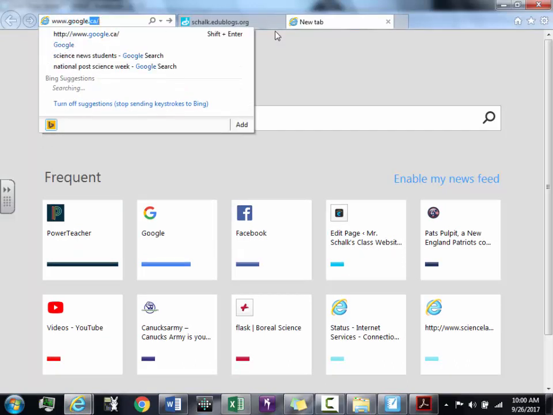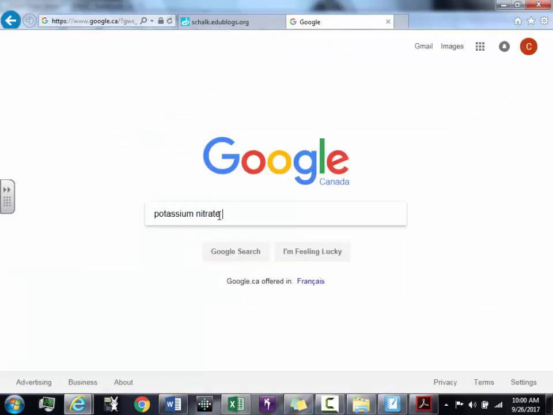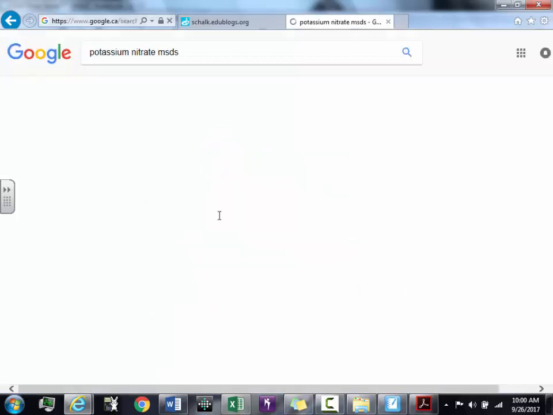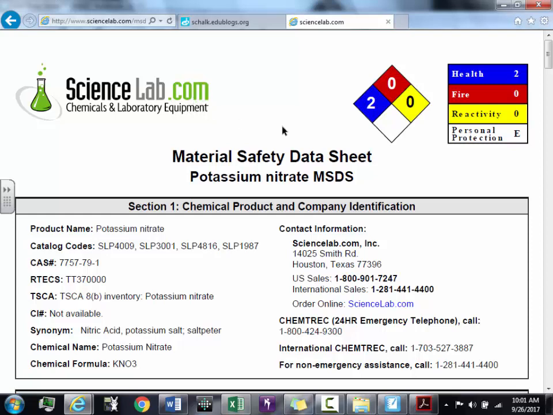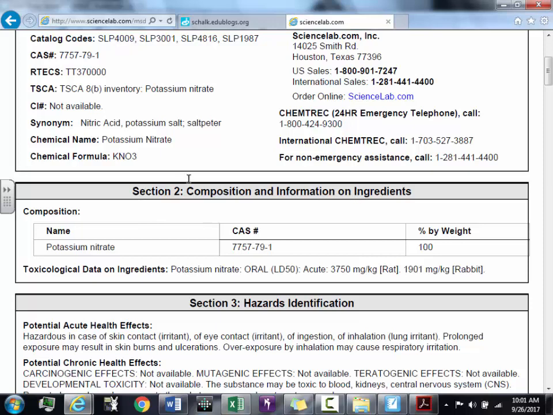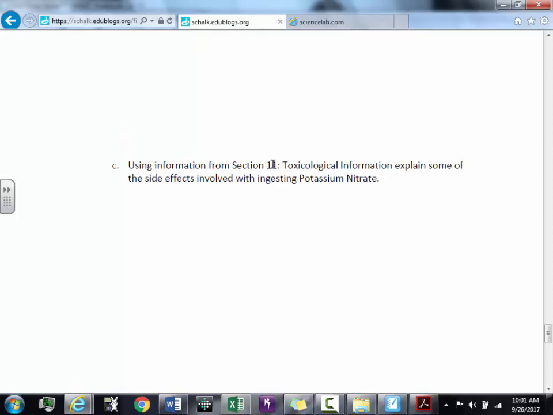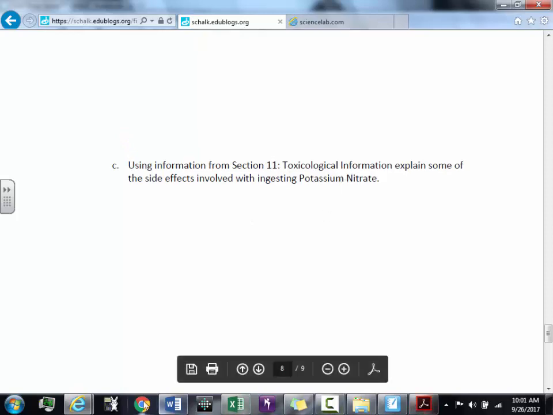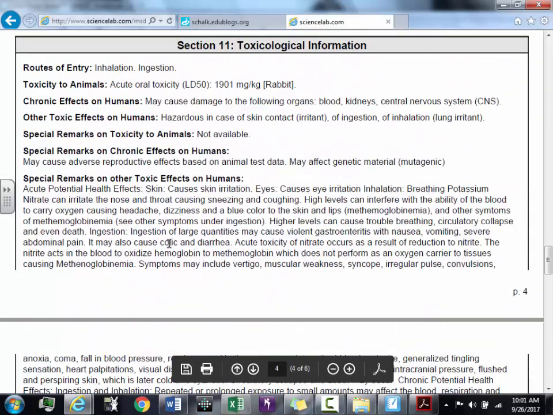If you were to just Google potassium nitrate MSDS, there's one company that I usually go to. It's called sciencelab.com. It's almost always the first one. And this is an MSDS sheet. It's really easy to read through. It literally lists them in sections, and I will tell you which sections to look for. So, like, for example, in section 11, toxicological information, if you just scroll down here, I'll give you one of the answers then.